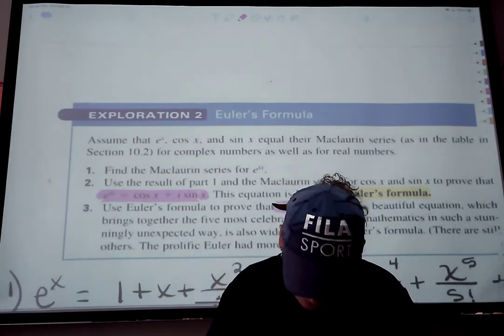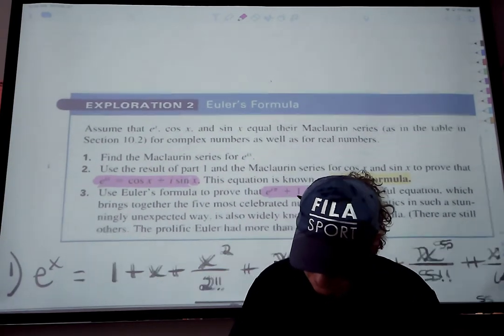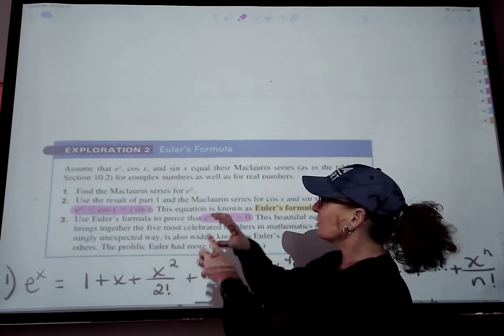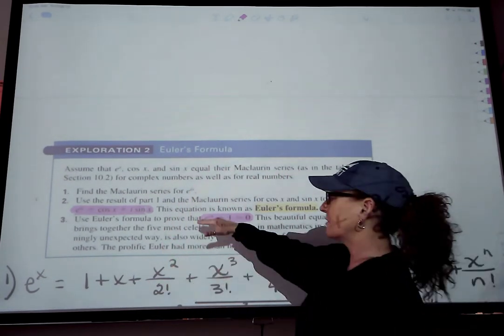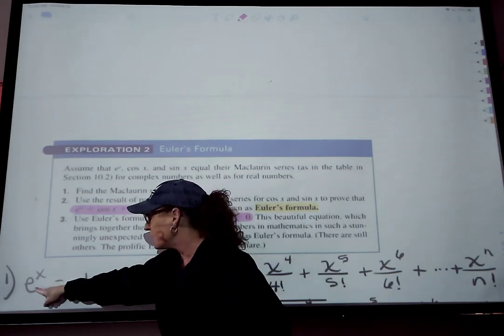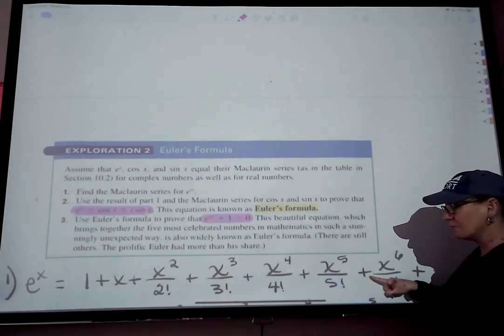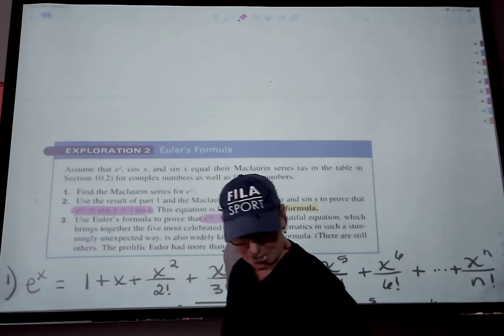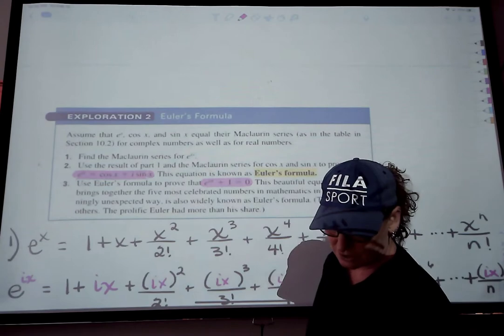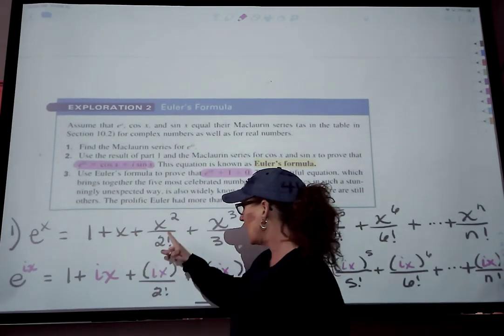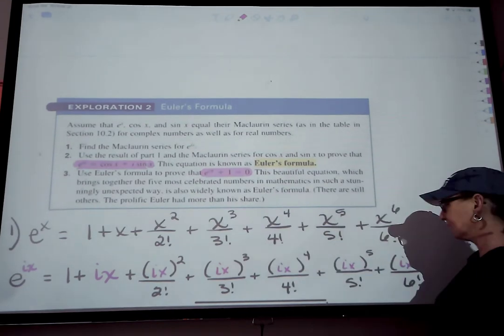So first of all, I'm going to start with the series for e to the x. And this little exploration kind of walked me through it. It said find the Maclaurin series for e to the ix. So I start with e to the x. That came from my table. And now I'm going to sub in ix up here. So I sub in ix every time there's an x.